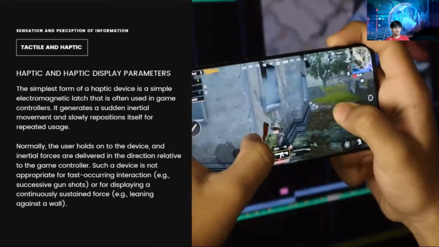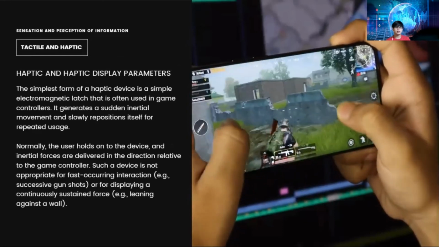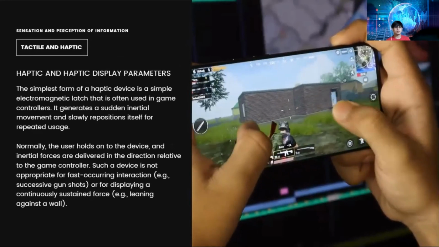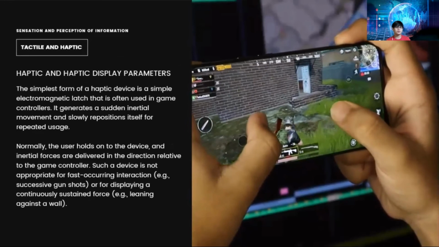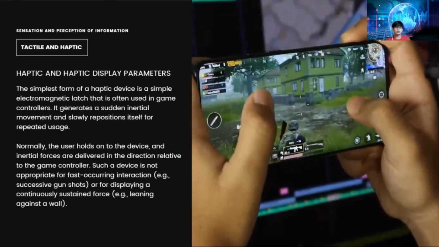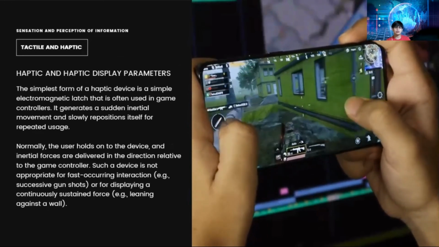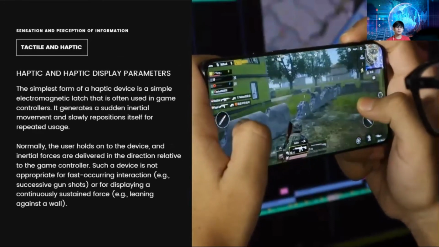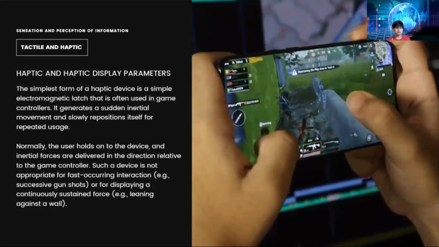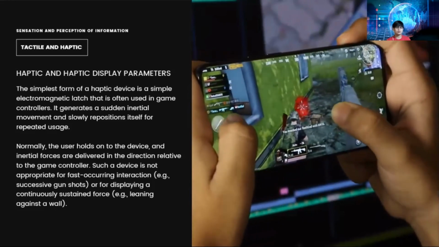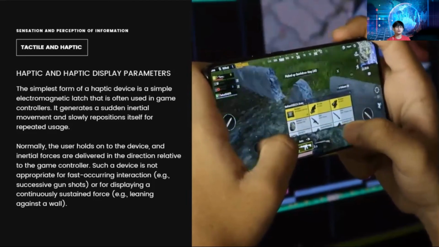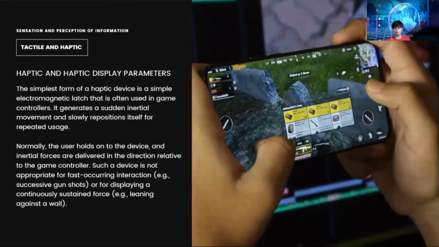Next, the simplest form of haptic device is an electromagnetic latch, often used in game controllers. It generates a sudden inertial movement and slowly repositions itself for repeated usage. Normally, the user holds the device, and inertial forces are delivered in a direction relative to the game controller. Such a device is not appropriate for fast-acquiring interaction, for example successive gunshots, or for displaying a continuously sustained force, for example just leaning against a wall.